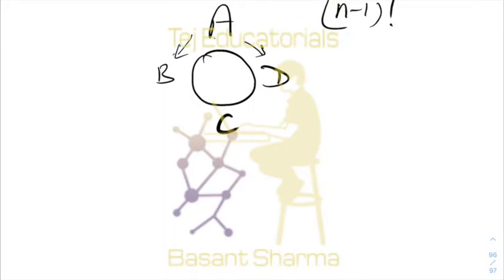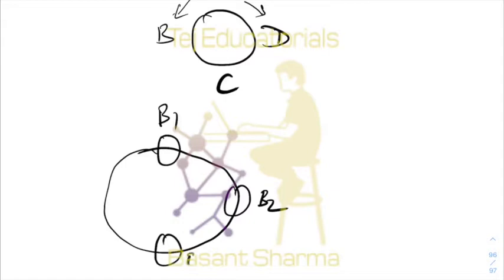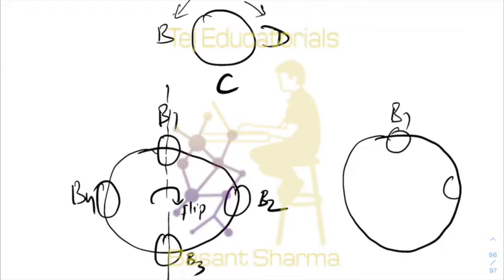For example, in case of a necklace, suppose you have a necklace and this is bead 1, this is bead 2, this is bead 3, and this is bead 4. Imagine that this necklace is hanging vertically. Now if you flip the necklace about the vertical axis, which is about this axis, then what you will get is this.